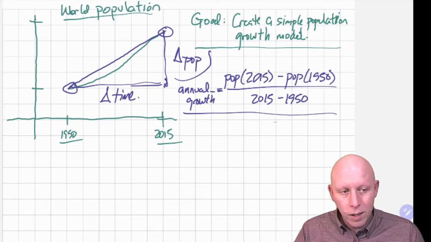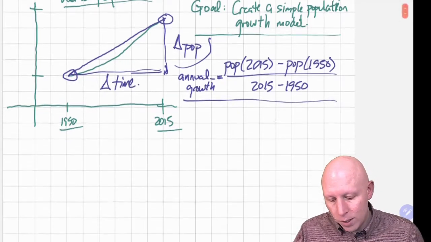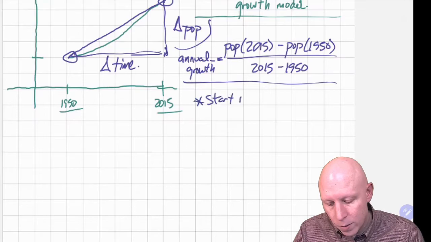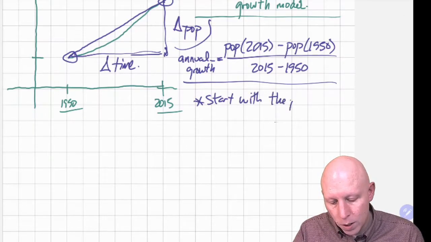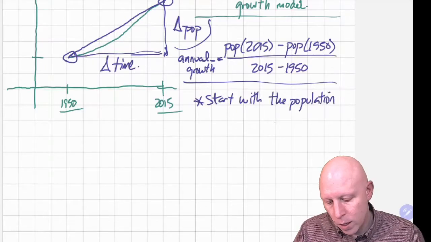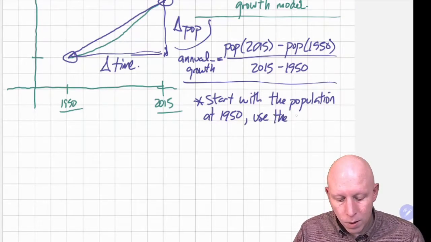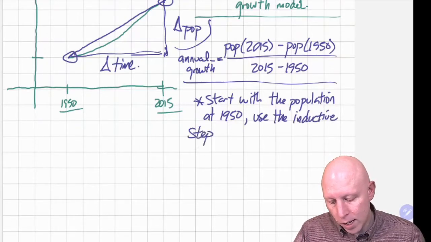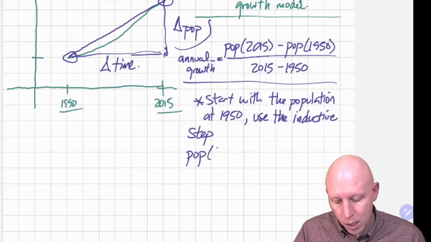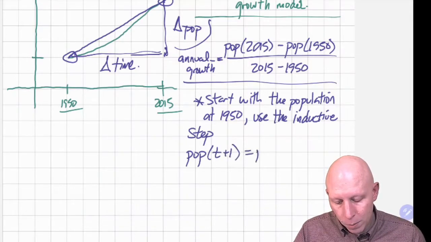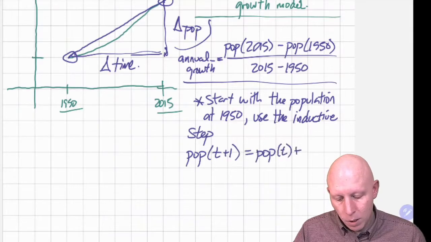And so once we have the annual growth, the philosophy in our simulation is going to be to start with the population at 1950 and then use the inductive step that says the population at time t plus 1 is going to be equal to the population at time t plus this annual growth.